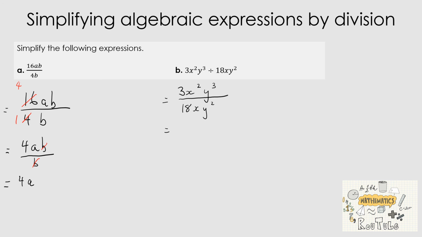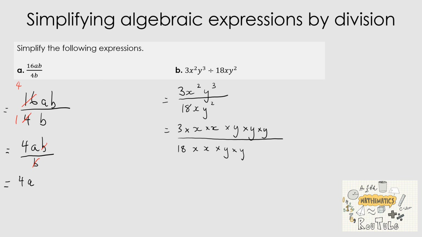Now what I'm actually going to do, I'm going to rewrite it. I'm going to stretch out the variables. So I'm going to rewrite 3 times, and instead of writing x squared, I'm going to write it as x times x. And then instead of writing y cubed, I'm going to write it as y times y times y. This will help with the cancelling process of the variables, which we'll go through in a second. And then this is going to be 18 multiplied by x multiplied by y times y.